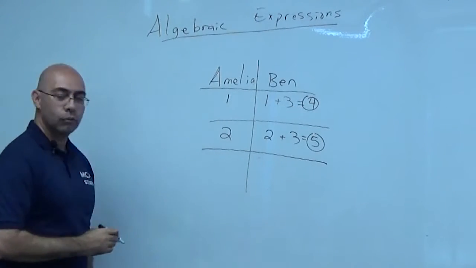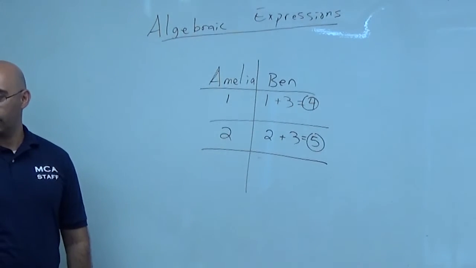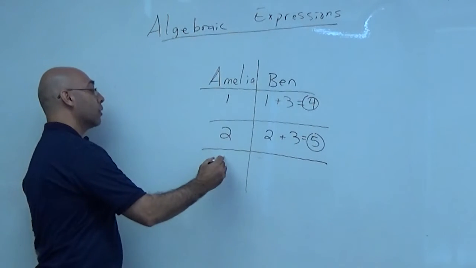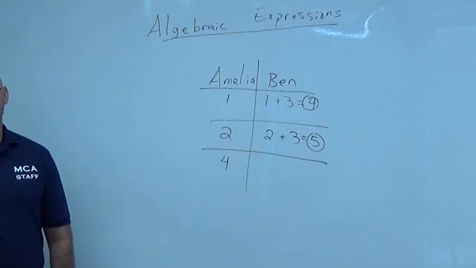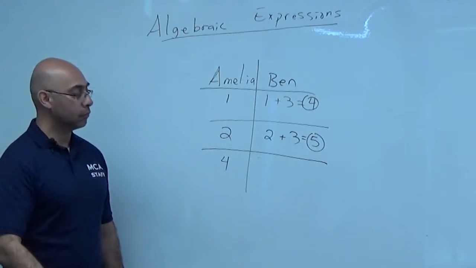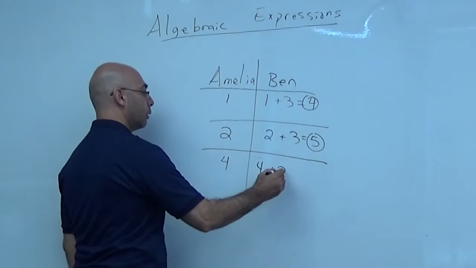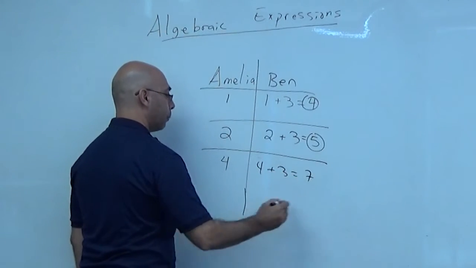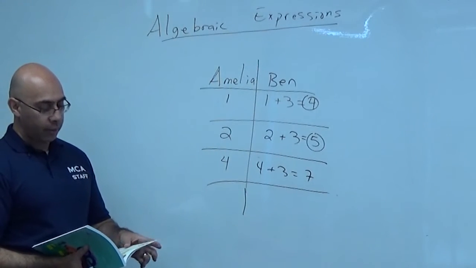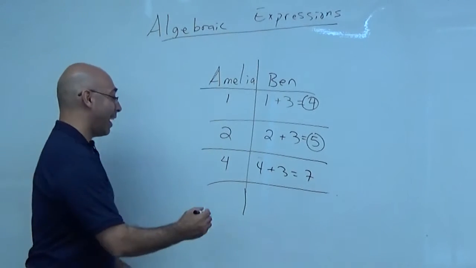Well, what if, focus here, your body should be facing this way. What if Amelia has 4 apples? How do I figure out how much Ben has? Plus 3 equals 7. So you do 4 plus 3. All right, he has 7 apples. Very nice. So if you take a look at that table, they give you 1, then 2, then 10. Now they say X.